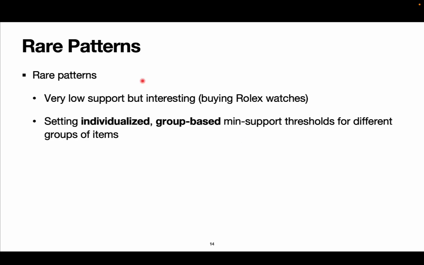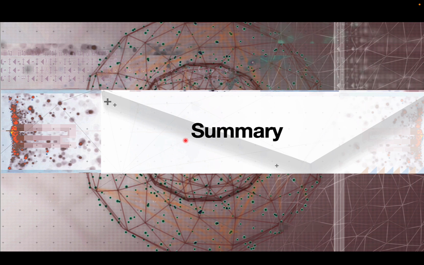Finally, rare patterns have very low support but can still be very interesting. For example, somebody buys a Rolex watch once a year or upgrades to a new phone or computer every year. But to capture these patterns, it's often useful to set individualized or group-based minimum support for different groups of items. In summary, we discussed mining diverse patterns.